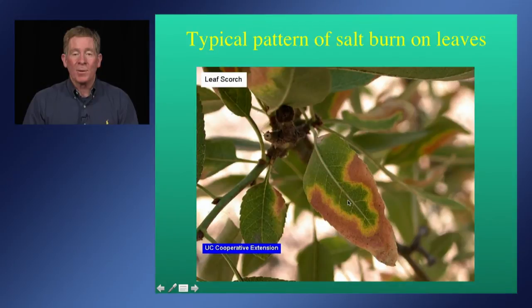Here's a typical injury pattern that's very typical of salt burn. It's very difficult to look at the leaf and try to understand whether this is a sodium toxicity or chloride toxicity. A lot of times in chloride toxicity, you do get this area where you have necrosis and then a transitional area of chlorosis in between the necrosis and the healthier tissue, but not in all cases.